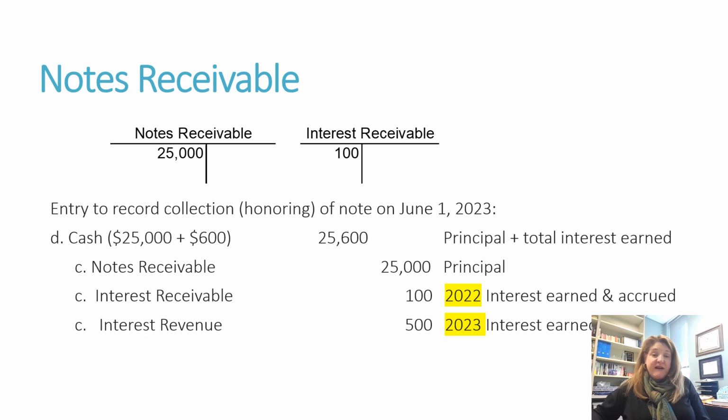All right, so 5 months later, on June 1 of 2023, we're going to collect the note. So the maturity value is principal plus the total interest earned of $25,600. We're going to debit cash for that amount. We're going to credit notes receivable for the principal amount. We accrued 2022 interest revenue and put it in interest receivable. So we need to take that receivable off the books as well, and then we're going to recognize 2023 interest of $500.